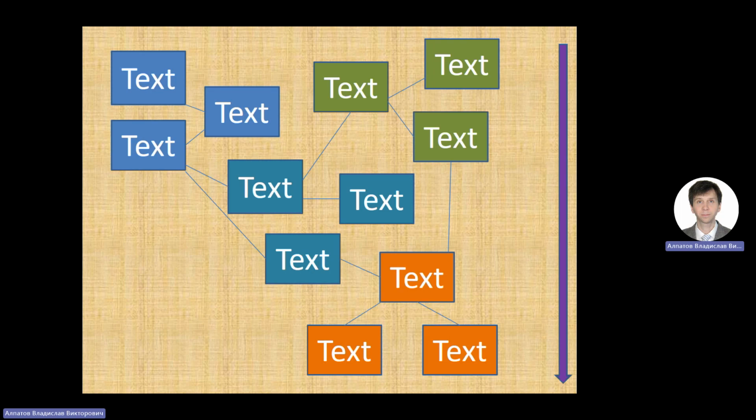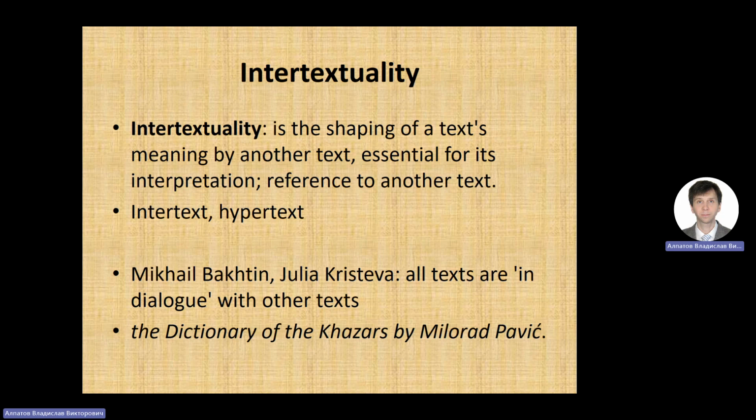All texts exist, people read them, and in response to them, very often inspired by these texts, people write their own texts. And what we come to is the notion of intertextuality. Intertextuality is the shaping of a text's meaning by another text, essential for its interpretation. Or if we regard it simply, its reference to another text.